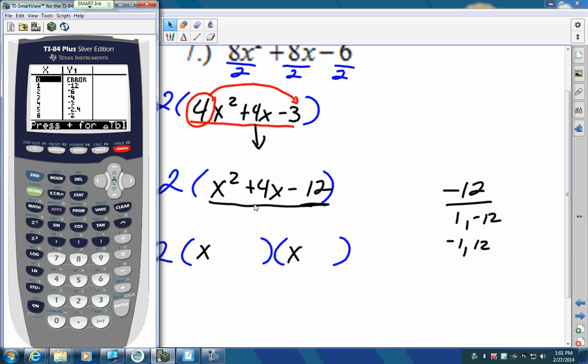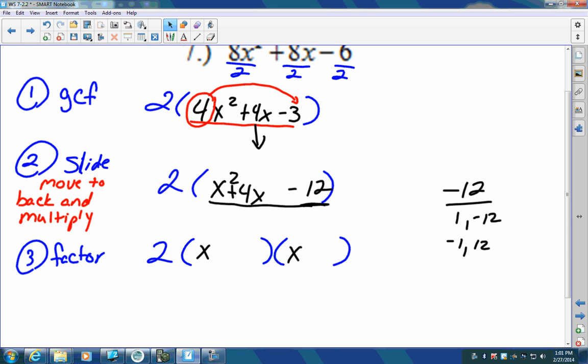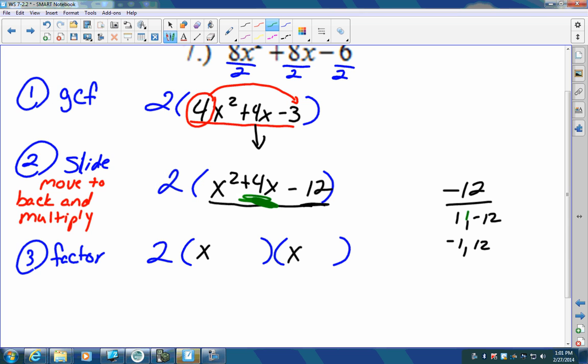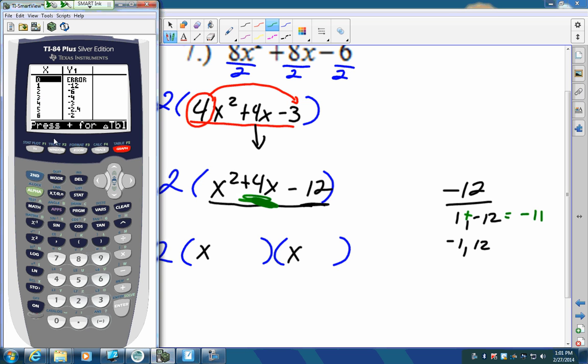Now, I need the factors that add up. I want the factors that add up together to give me my middle number of 4. Look here. 1 and negative 12. If I add these up together, what do I get? Negative 11, right?